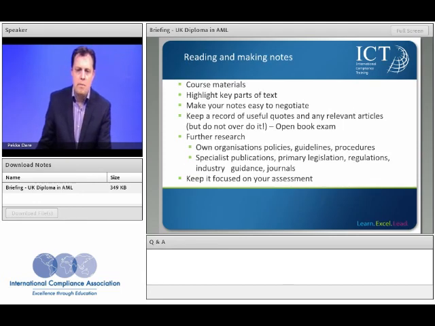A key will be making your own notes and reading effectively in a focused way. Skim reading is a very important skill. And remember, as it's open book, you can take anything with you into the exam that's written down. So you can use your own organisation's materials. You can certainly look at the primary law, as well as industry guidance, case studies, journals, and we give you a great deal of further reading and information in addition to the course materials to support your learning.